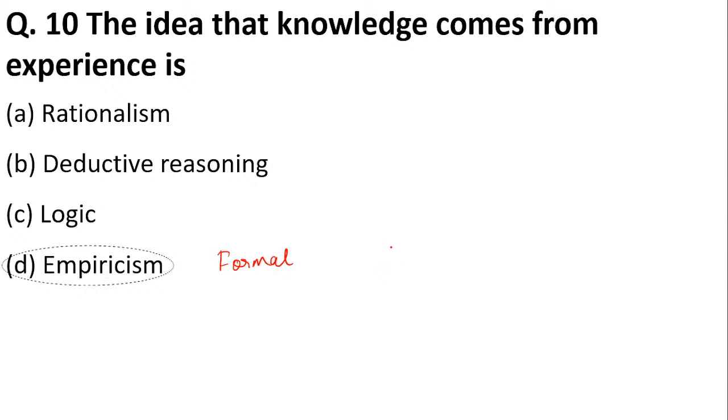For example, uneducated people who have not gone to school, they know that the sun rises from the east, they know the sun sets in the west. Why? Because they have always seen that. They also know that if you touch hot things, you can burn yourself. So these things come from experiences. So the idea that knowledge comes from experience is called empiricism. Okay, question number 10, right answer is option D.